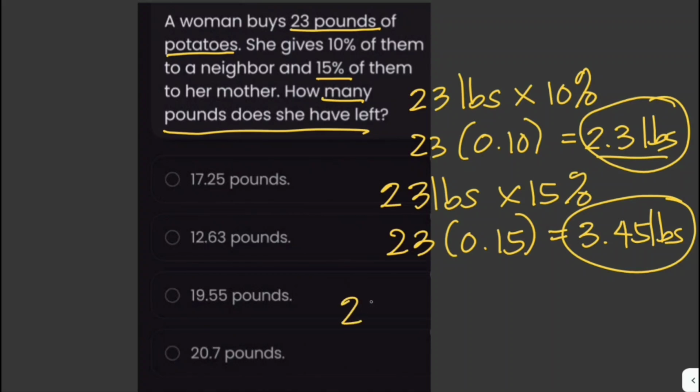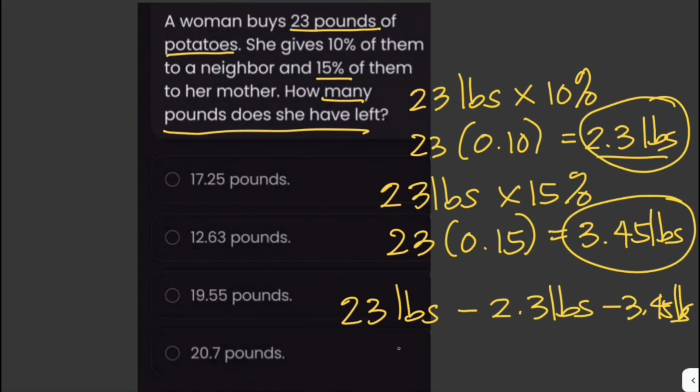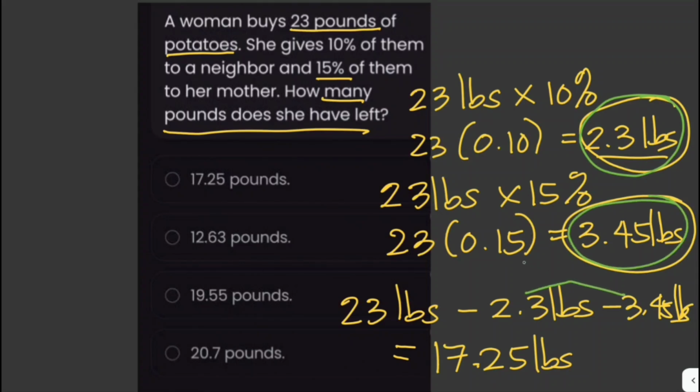So that would be 23 pounds minus 2.3 pounds minus 3.45 pounds, and this would give us an answer that is 17.25 pounds. Or you can add up 2.3 and 3.45 first, which is equal to 5.75 pounds, before subtracting it from 23 pounds. So the answer here is 17.25 pounds.